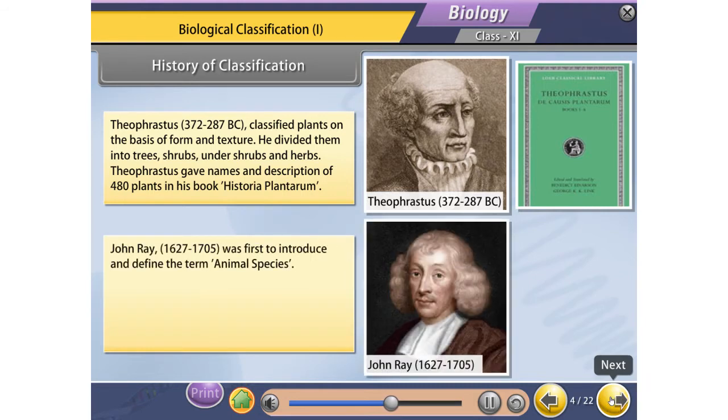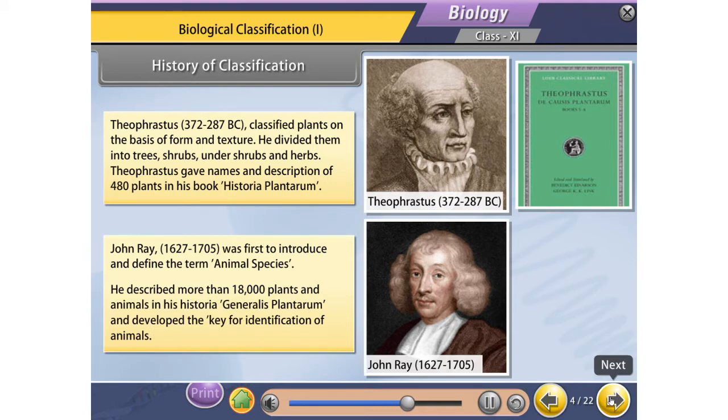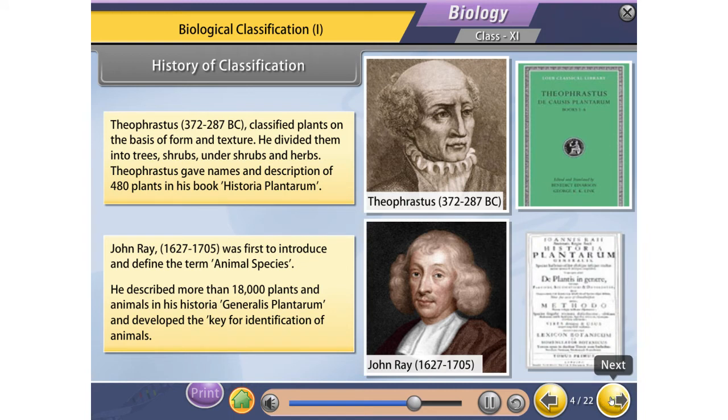John Ray, 1627-1705, was the first to introduce and define the term animal species. He described more than 18,000 plants and animals in his Historia Generalis Plantarum and developed the key for identification of animals.